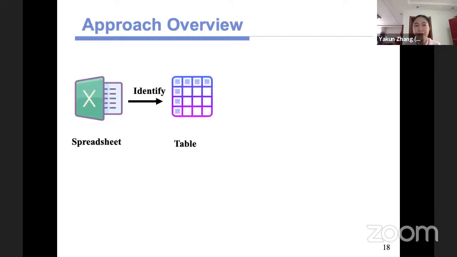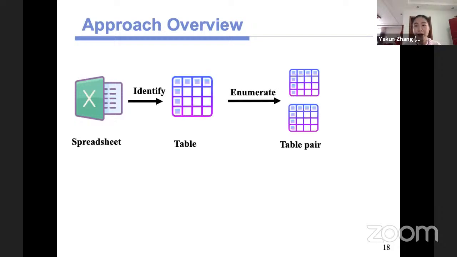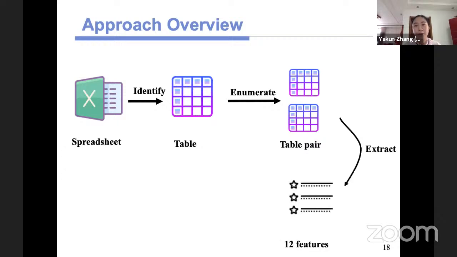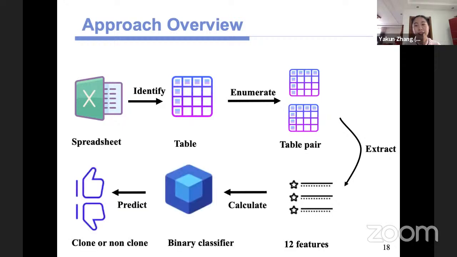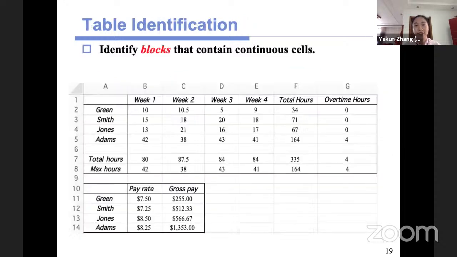Let's take a look at our approach overview. Given some spreadsheets, LTC first identifies tables and then enumerates table pairs for each two tables. LTC extracts 12 features about the structure and format for each table pair. Finally, table clones are predicted by leveraging a binary classification on feature similarity. Next, I will explain the details of our approach.